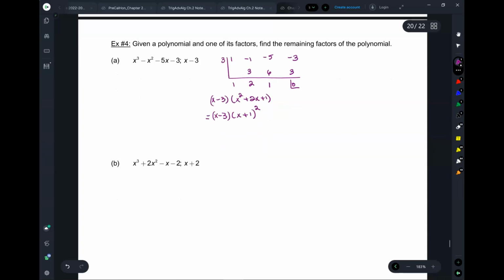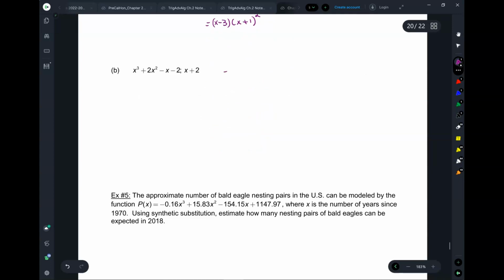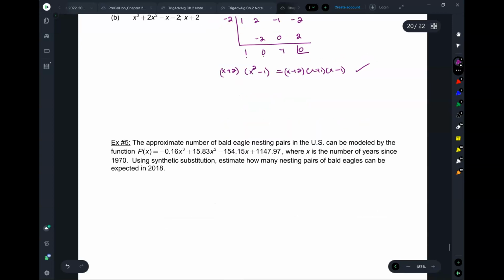Okay. Next one, we're going to have negative 2. The polynomial is 1, 2, minus 1, minus 2. 1 comes down, negative 2, 0, 0, 2, 0. So I get x plus 2, x squared plus 0 minus 1. So that's x plus 2, x plus 1, x minus 1. Awesome.